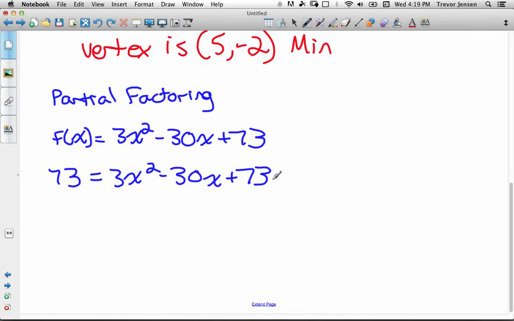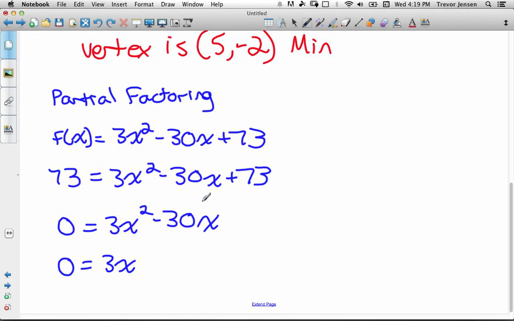So first I'll move this 73 over. So I get 73 minus 73 on the left, which equals 0. So 0 equals 3x squared minus 30x. Now solve by factoring. So I'm going to factor out a 3x, so I'm going to common factor this. I can take out a 3x from both of these terms, and then inside the brackets divide both of those by the 3x we took out, and I get x minus 10.